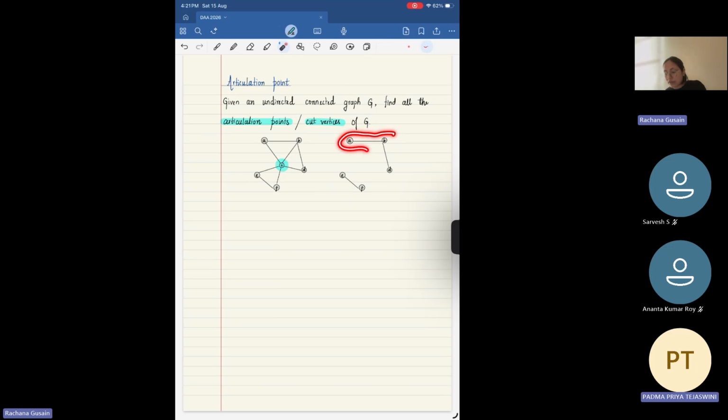We want to find the cut vertices of the original graph G. This is not G, this is G minus C. This can have new cut vertices, but I just want to find the cut vertices of the original graph. Let's say I had one more vertex here. Then do you see any other cut vertex in the original graph? Let's say this is my graph G.